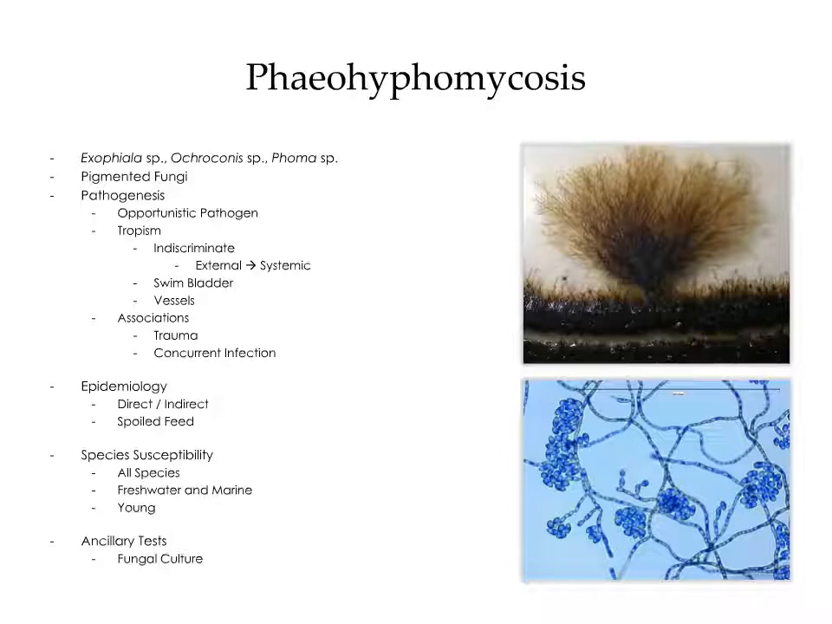Younger fish are particularly predisposed. Ancillary testing includes fungal culture. The images to the right are illustrations of the fungus on gross and histological examination. Note the dark pigmentation. For this reason, infected tissues will often look black.